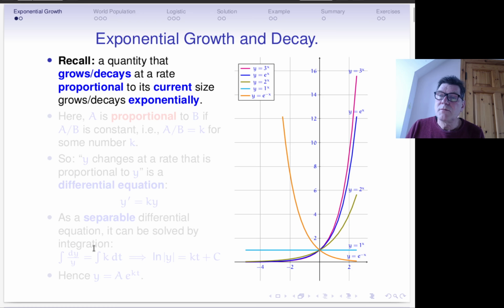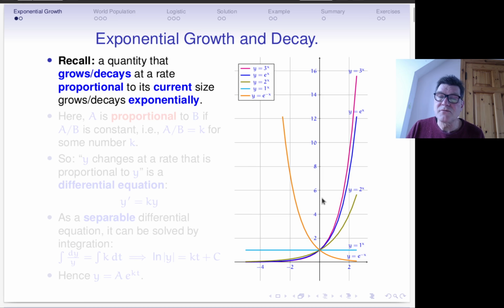So, to begin with, let me remind you about things we know about exponential growth and decay. Namely, that a quantity that grows or decays at a rate that is proportional to its current size grows or decays exponentially. And here on the side I have a few graphs of exponential functions, mainly the e to the x function here in blue, and then the corresponding decay function e to the minus x in orange. That's how they behave.